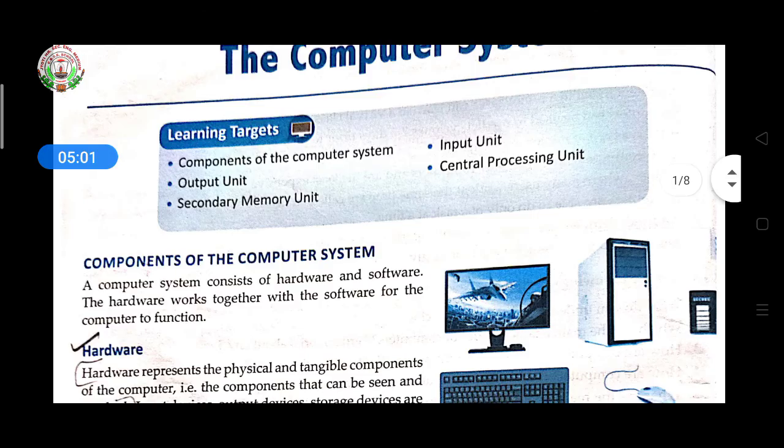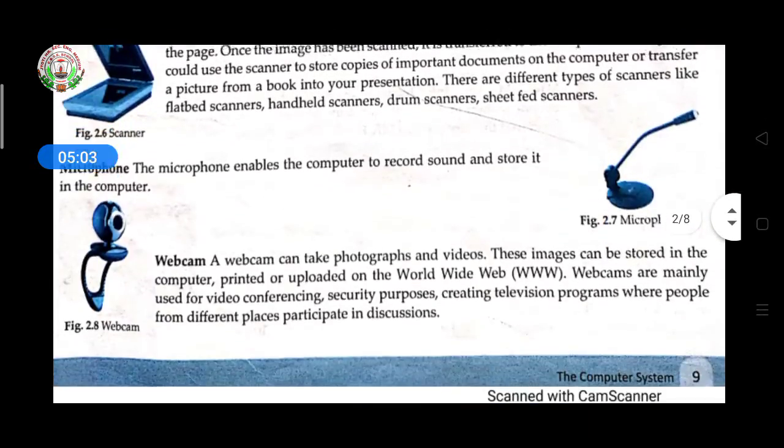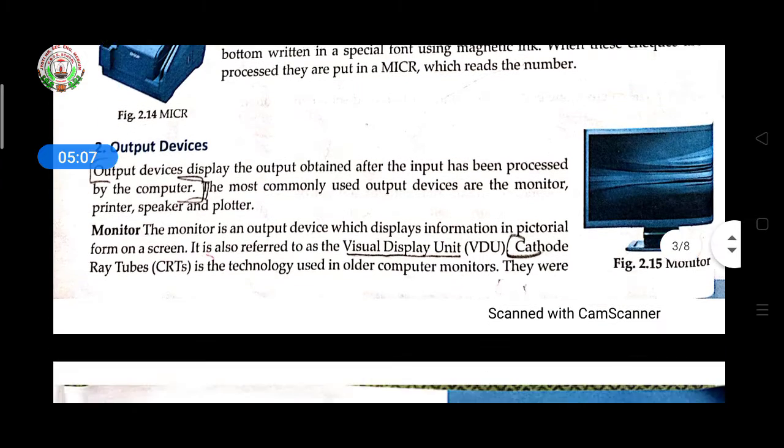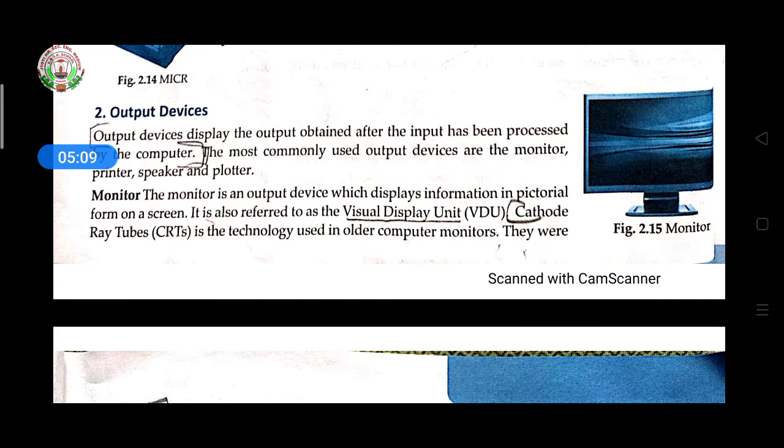Then come to the output devices. An output device displays the output obtained after the input has been processed by the computer. The most commonly used output devices are the monitor, printer, speaker and plotter. So an output device means after processing, after calculation, after your instructions are processed, it shows the result.